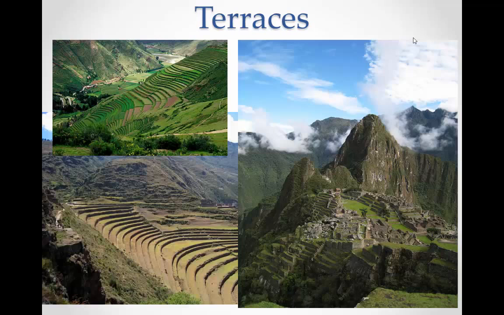So here you can actually see those terraces. In any of these pictures, I'll look at this one first where I'm circling with my mouse. You can see how these flat little sections ultimately are where they planted the crops. And these were carved into the mountain.